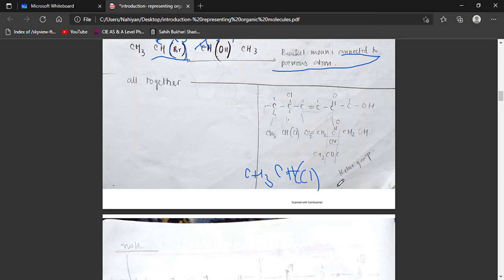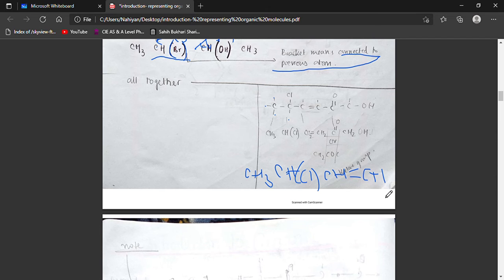Then we have CH. As we have a double bond, we have only one H, so we have CH, and then a double bond, so we can just put a double bond. Then we have a carbon, again CH, and we have a C double O bond.